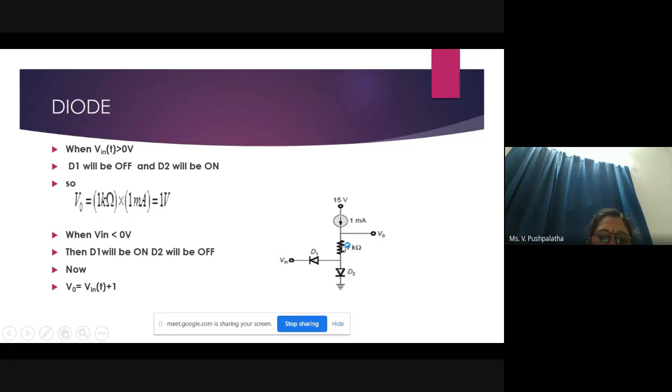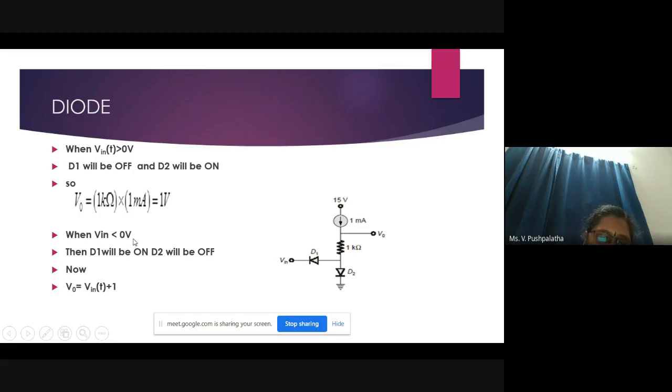V0 is equal to what? See, when D2 is on, obviously it is short circuited here. So you have only a resistor and a current source. My output voltage is what? It is 1 milliamp times 1 kilo ohm, so the output voltage is 1 volt. Clear? Output voltage is 1 volt.